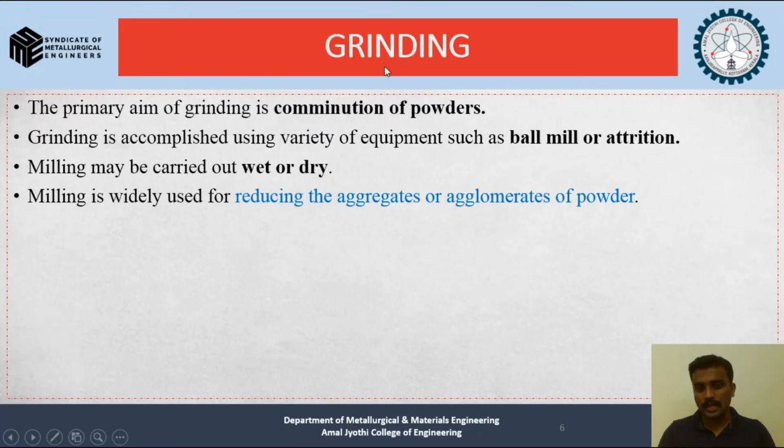Next we have grinding, which is also considered a treatment process of powder, because the primary aim of grinding is comminution of the powder, that is, reducing the size. Grinding is accomplished using a variety of equipment such as ball mills and attrition mills, and milling is widely used for reducing the aggregates or agglomerates of the powder. That's why we go for milling, and it is also considered a treatment process. Milling can be carried out in wet as well as dry conditions.